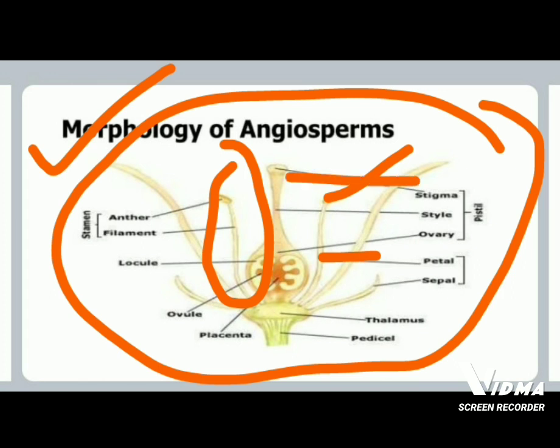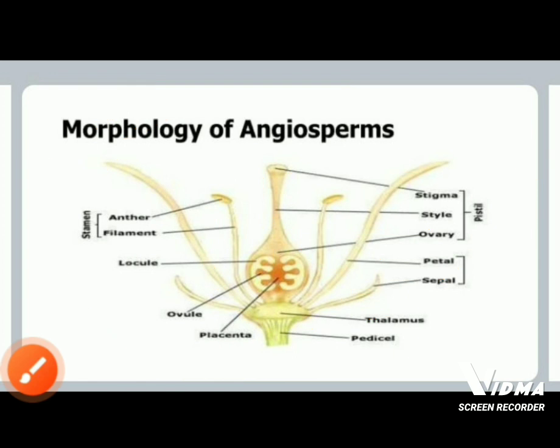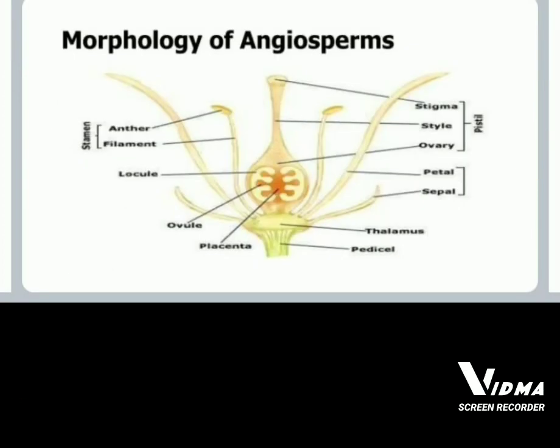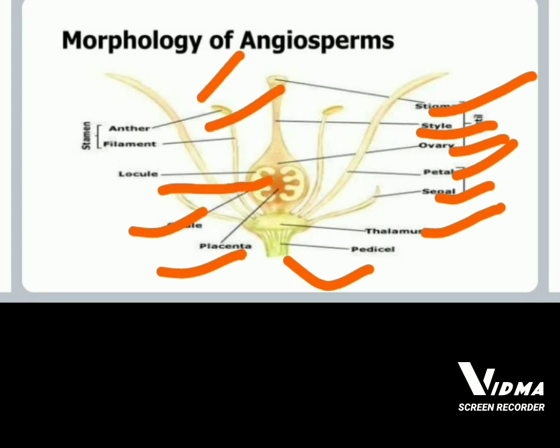This is the stigma, ovary and style. These are the most important parts of a flower, and the ovary is the most important part because in this part the development of mitosis and meiosis occurs. So these are the petals, pedicel, thalamus, placenta, ovule, petals, sepals, ovary, style, stigma, anther, filament and ligule.